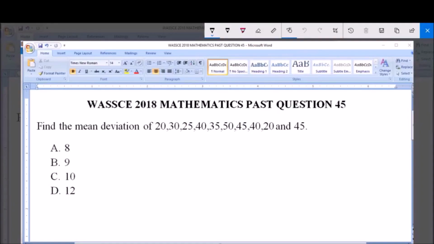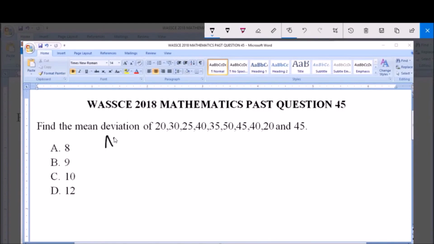Hello, good day and welcome. I'll be answering WASSCE 2018 Mathematics Past Question 45. Find the mean deviation of 20, 30, 25, 40, 35, 50, 45, 40, 20, and 45. Now A is 8, B 9, C 10, and D 12. We are asked to find the mean deviation of this following set of data.